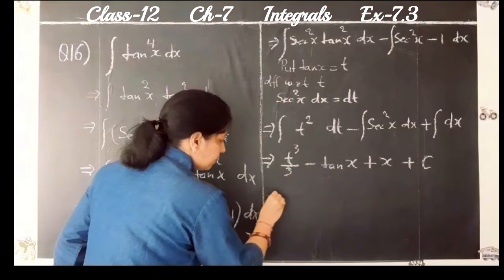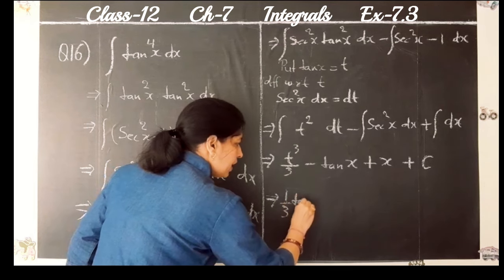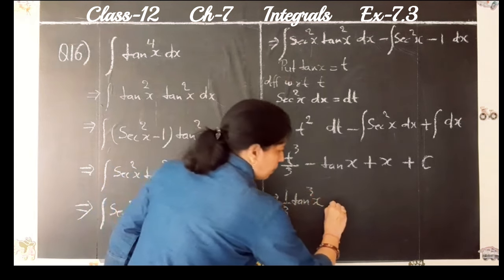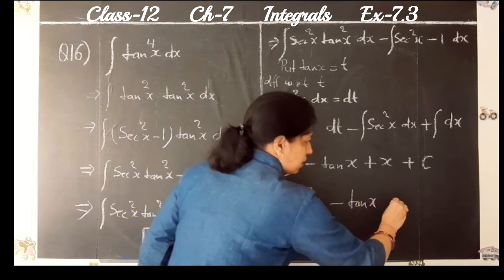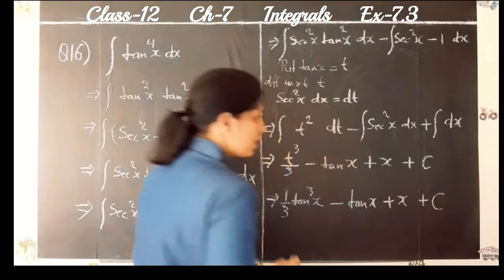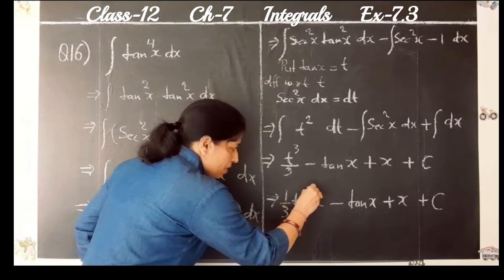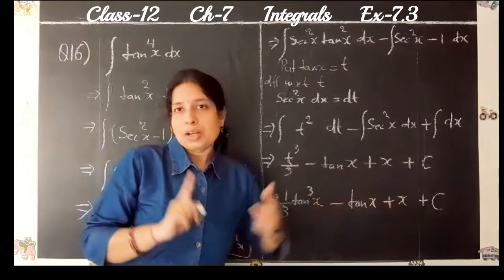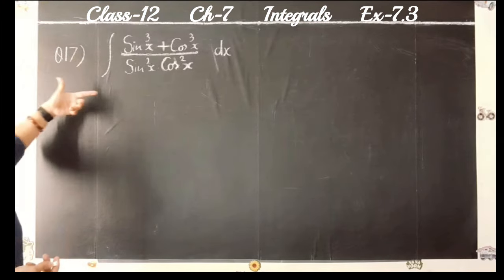So put here. So it will be 1 by 3 tan cube x minus, write this one as it is, minus tan x, then write plus x, then write constant c. So finally we get our answer 1 by 3 tan cube x minus tan x plus x plus a constant c. So this is your answer. So let us see next question, question number 17.